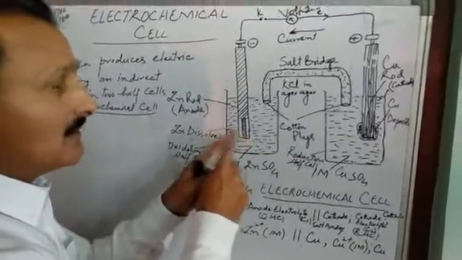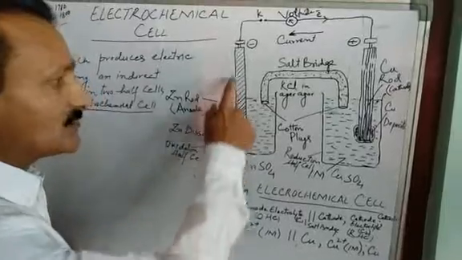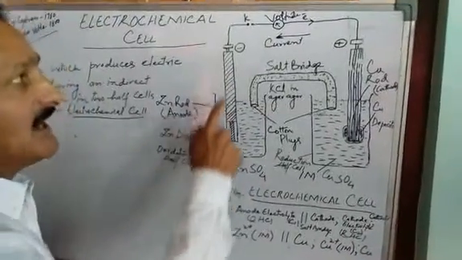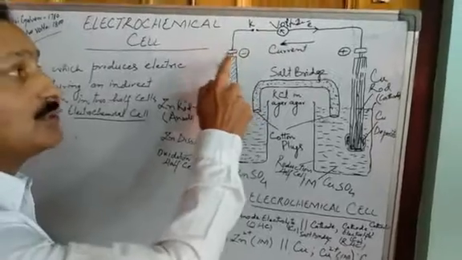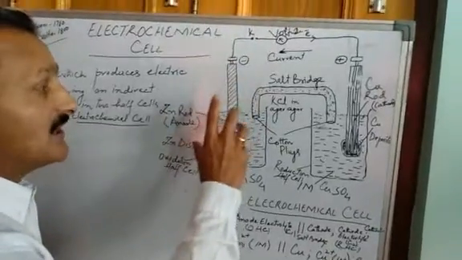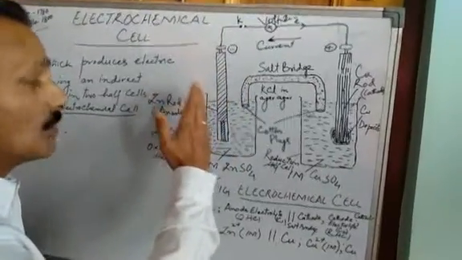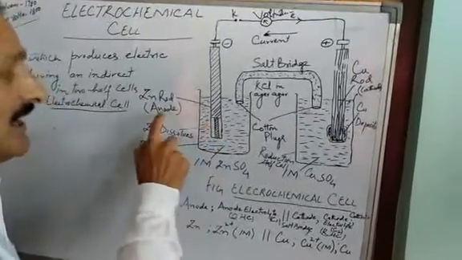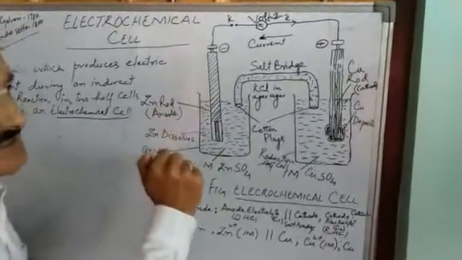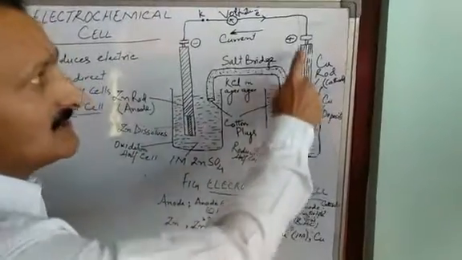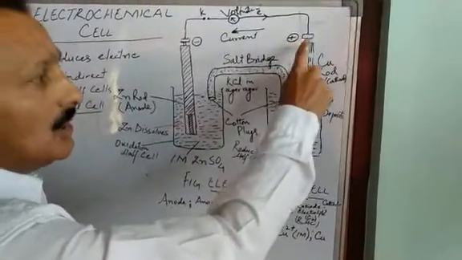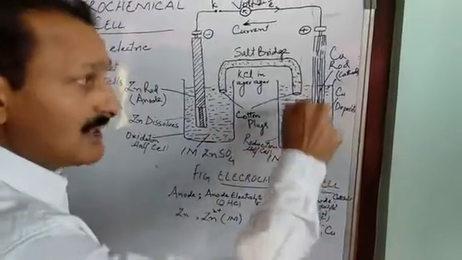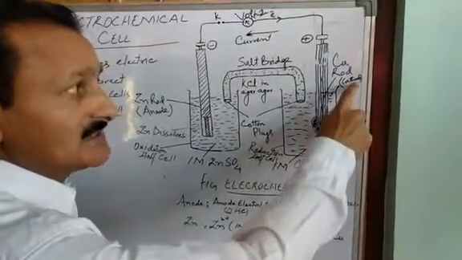Please remember what is anode. Anode is an electrode which is kept in the oxidation half cell and it has negative charge. So, negative pole, this is the negative pole. So the negatively charged electrode kept in the oxidation half cell is known as anode. While the copper rod, that is the positively charged rod which has been kept in the reduction half cell, the electrode kept in the reduction half cell is known as cathode.